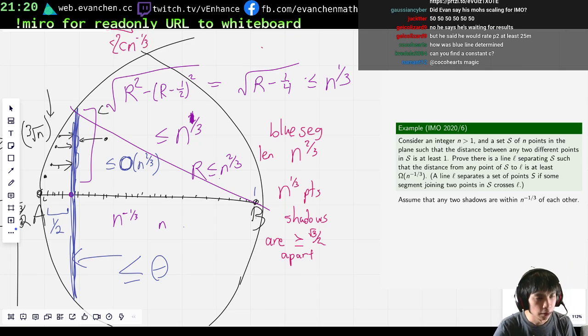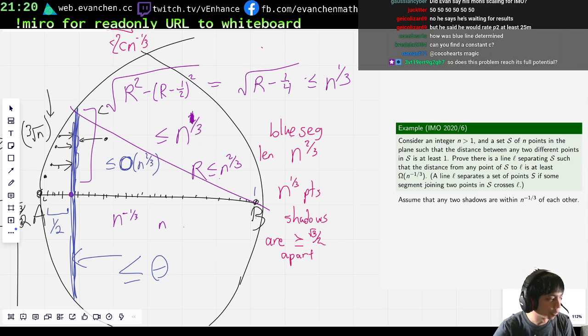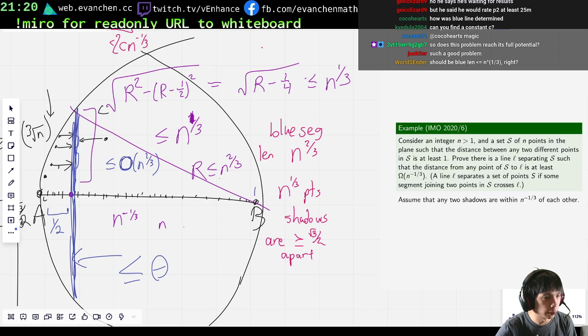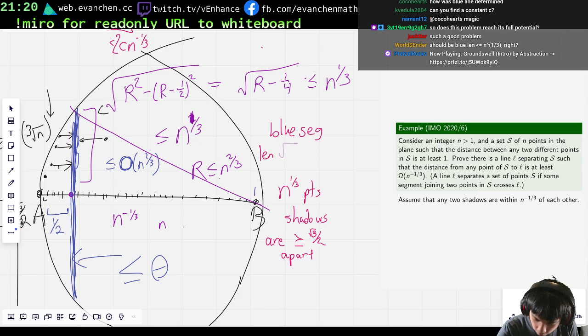Alright. Can you find a constant c? C is 1/8, I think, according to the official solutions. This problem is really cool. How is the blue segment determined? So AB is the longest segment, and then you step over by 1/2 and then draw this perpendicular line. Should be blue length at least n 1/3. Yes, sorry. √R is n 1/3.